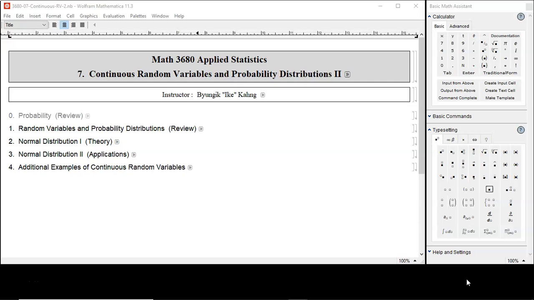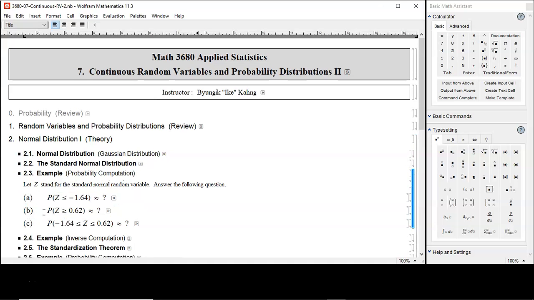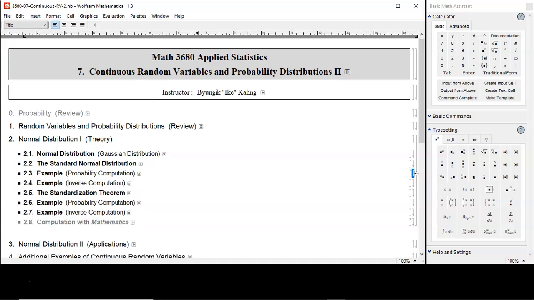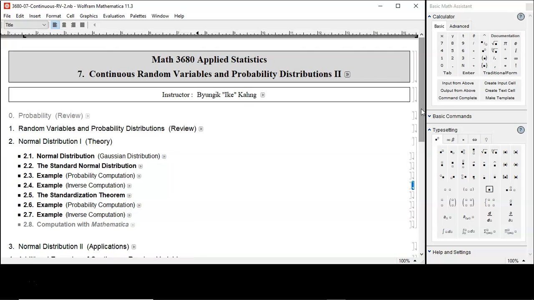Hello students, welcome back. We just went through a couple of problems regarding standard normal random variables, one in the forward direction, the other backward. Now let's discuss some theoretical foundation about this and then set the stepping stone toward the next level, the application problems.